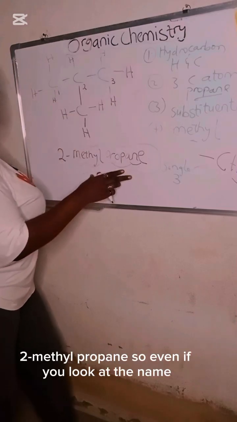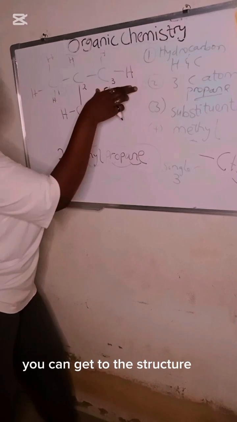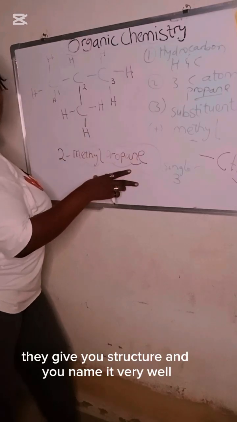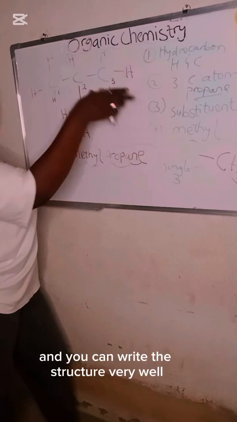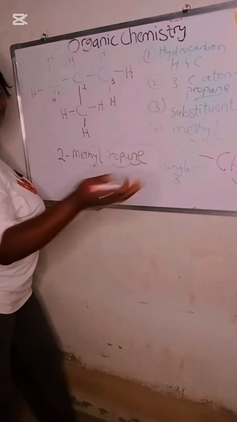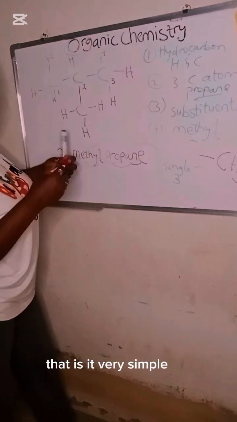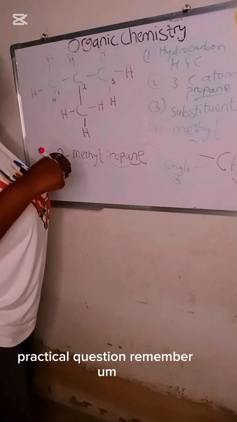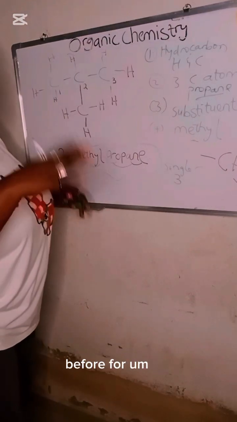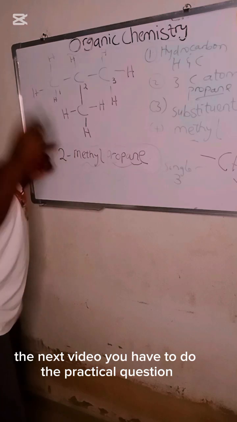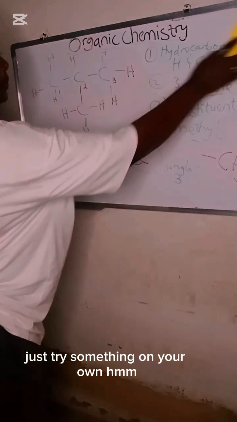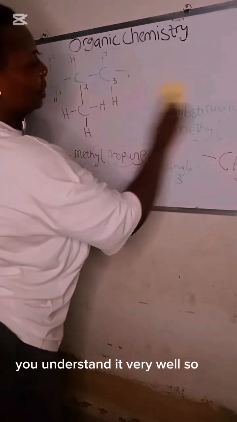So even if you look at the name, you can get to the structure. They give you structure and you name it very well. They give you the name and you can write the structure very well. That is it. Very simple. So I want you to try this question for me. Practical question. Remember, before the next video, you have to do the practical question. Just try something on your own. You will understand it very well.